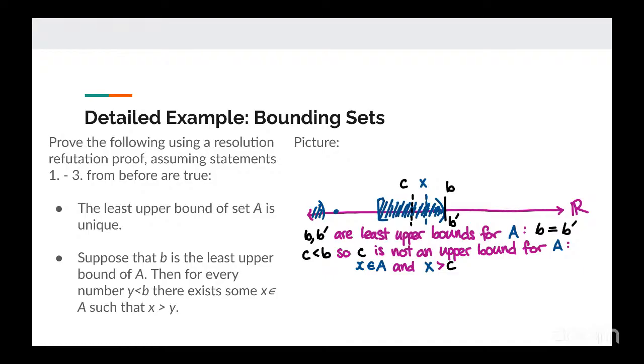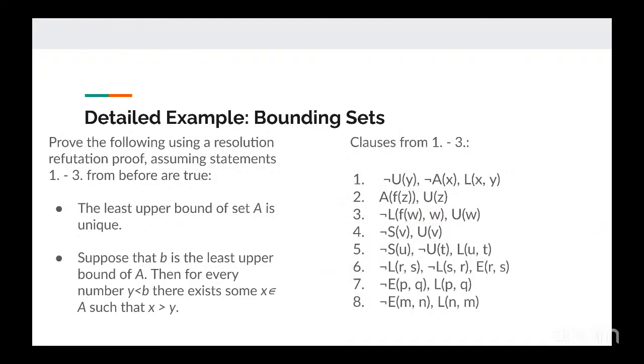Well, it doesn't really make sense for there to be two distinct upper bounds that satisfy that property, because one of them would be bigger than the other, right? And then it wouldn't be the smallest one. So this kind of makes sense intuitively. But now the question becomes, how do we actually prove that using resolution and the techniques that we've learned this semester? So I'll put up the clauses that we just derived.